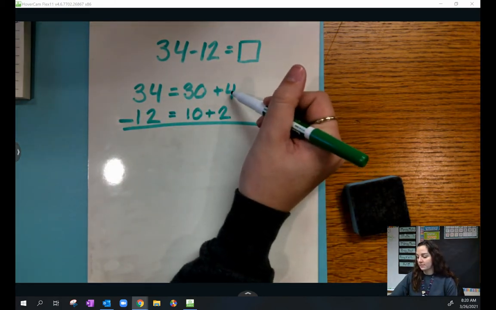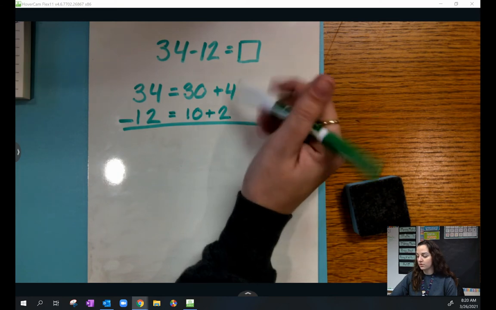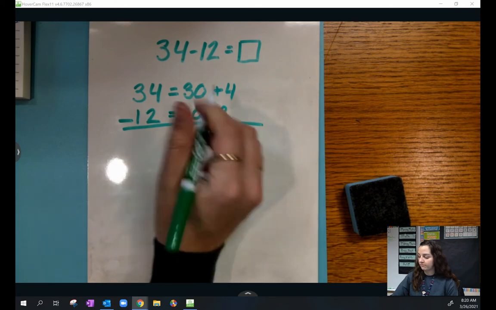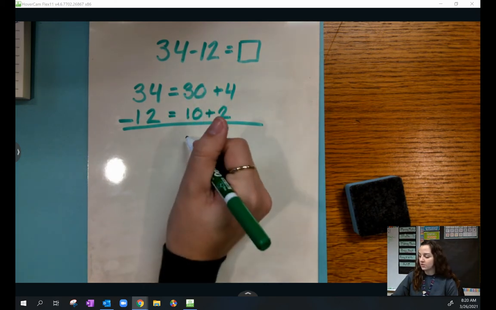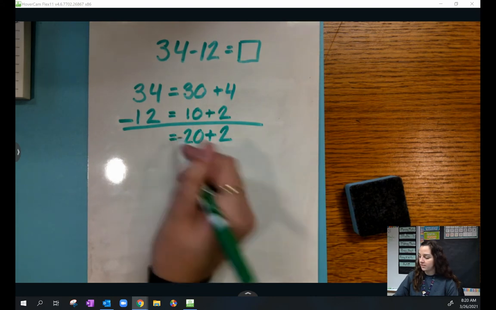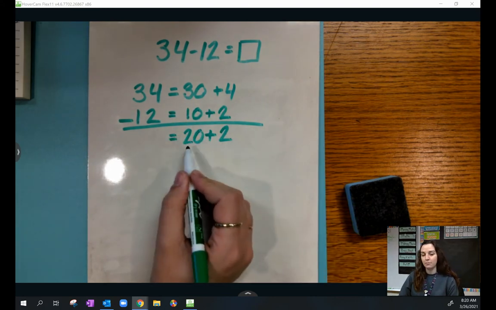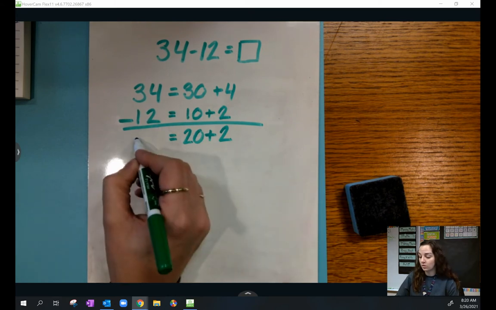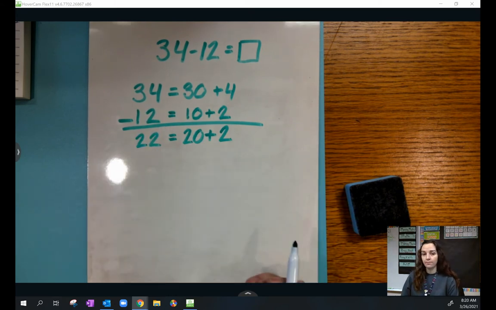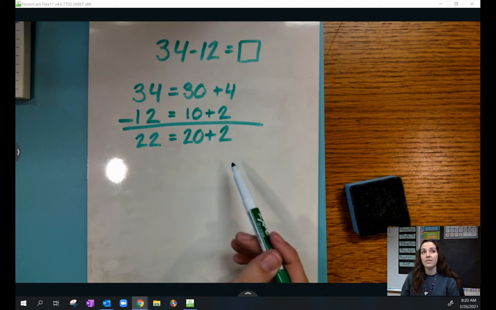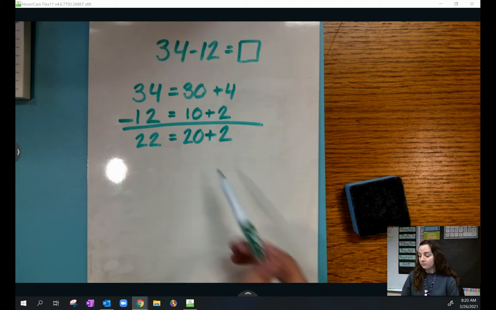So they're going to subtract the ones place first, which is going to be 2. Drop down this plus sign. And then 30 minus 10 equals 20. Drop down our equal sign. And then they get to add up the tens place value and the ones place value, which is going to equal 22. So this is how they do the expanded method without ungrouping for subtraction.